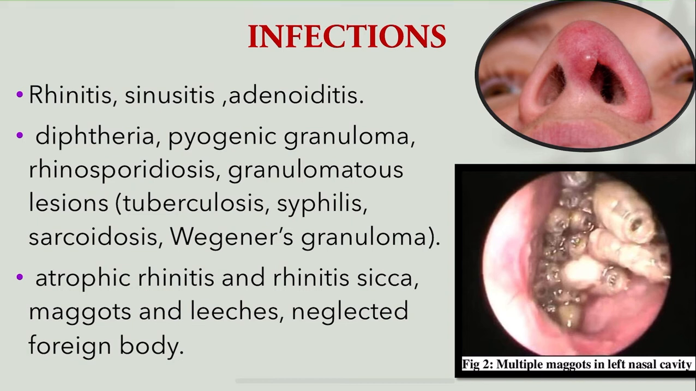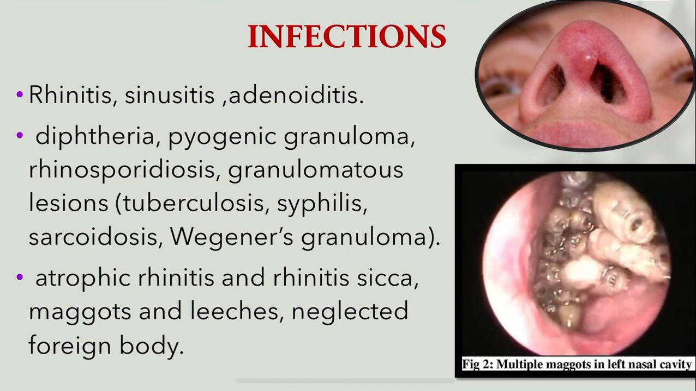Then they are talking about sinusitis. Sinusitis is also the inflammation of a nasal sinus. Adenoitis, whenever there is an inflammation of the adenoid tissue. Then comes diphtheria, where a false membrane is formed in the nose resulting in epistaxis. Pyogenic granuloma. What are pyogenic granuloma, guys? These are nothing but the small raised red bumps on the skin.